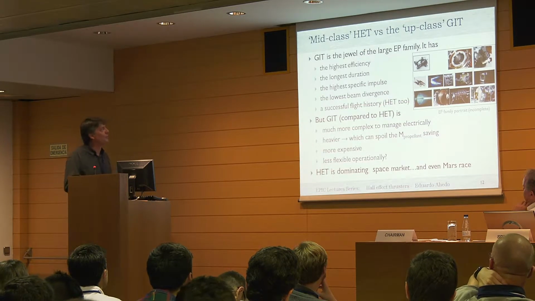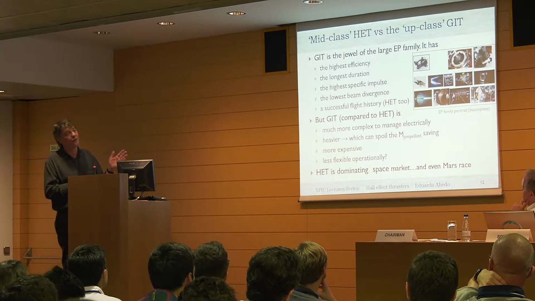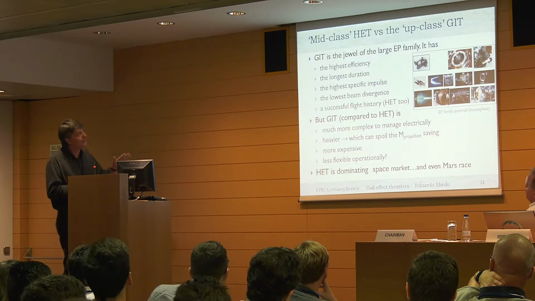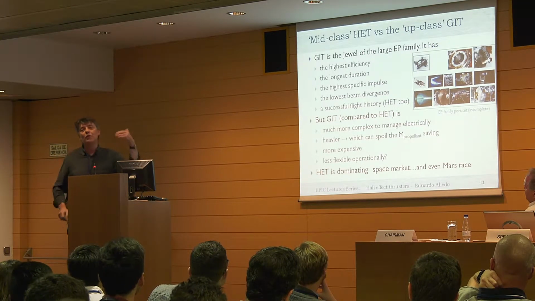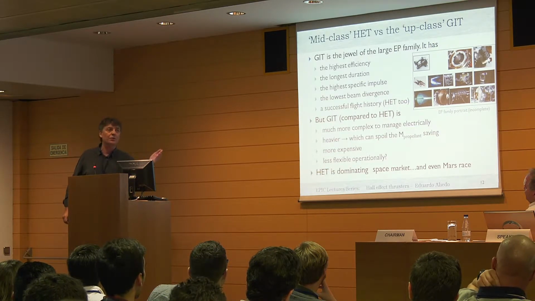Why is it the jewel? Because it has the highest efficiency of all of them, practically. Perhaps there are some electrospray that can be better. It has the longest duration. We're talking about 40,000 hours, which is more or less 4 years of continuous operation of the thruster. The Hall thruster nowadays is between 1 and 2 years of operation, which is the maximum we have.